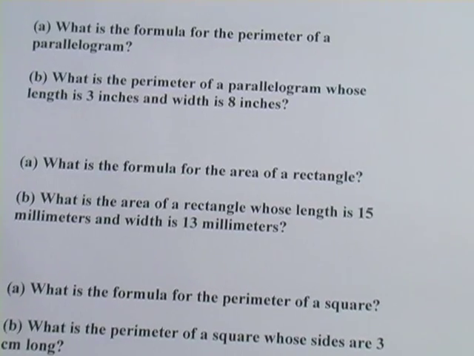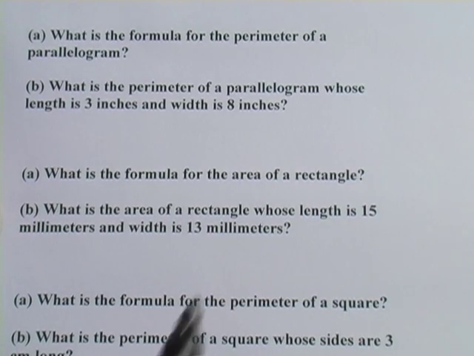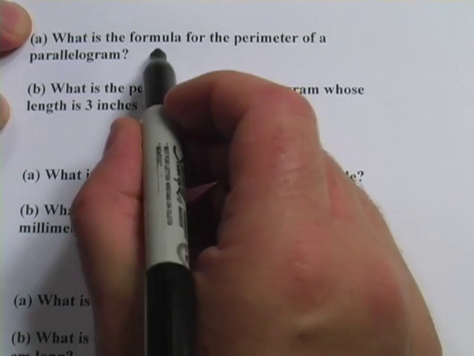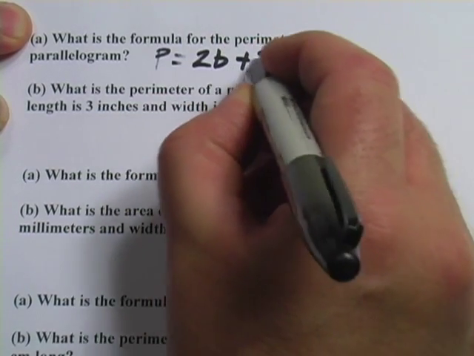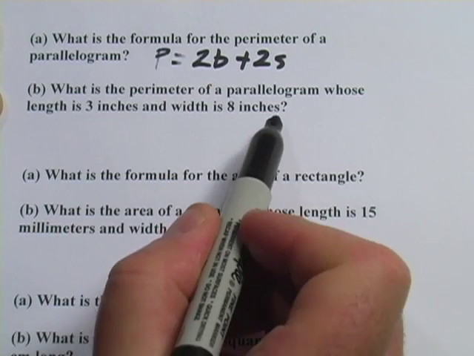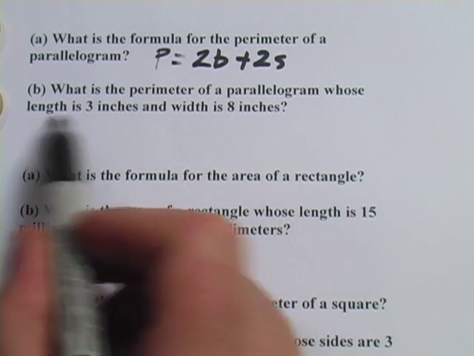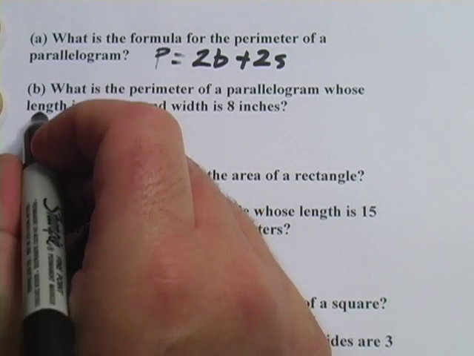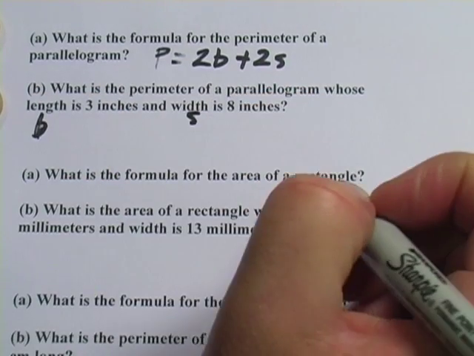So let's look at a few problems here. The first one says, what is the formula for the perimeter of a parallelogram? Well, we just talked about that. It is perimeter equals 2b plus 2s. And then it says, what is the perimeter of a parallelogram whose length is 3 inches and width is 8 inches? It's kind of funny they're using length and width here. I assume they mean base and side, so we'll just assume that.